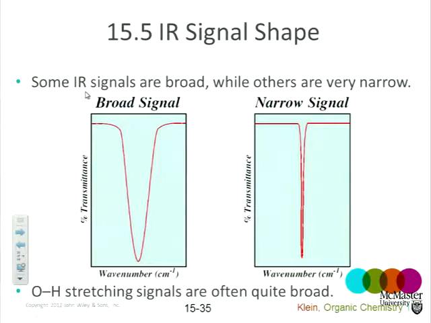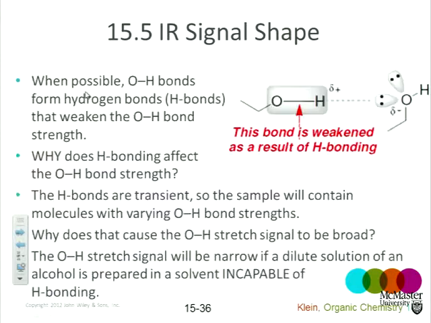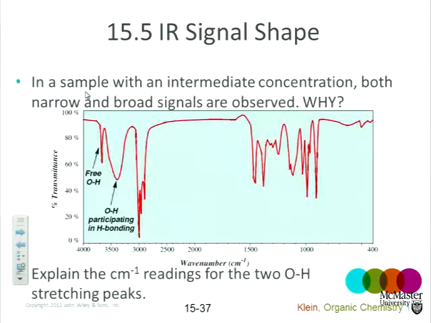Broad and narrow signals, we kind of covered this. So broad signals, OH stretching signals, are often quite broad because those hydroxy groups, like water, can hydrogen bond to one another. Narrow signals when they don't. And there's a picture of the hydrogen bonding. Okay, and you can see that as we draw that hydrogen bond there, we alter the strength of the existing OH covalent bond. So we have a whole range of molecules with different strength OH bonds, all absorbing at slightly different frequencies. And that gives rise to a broad signal.